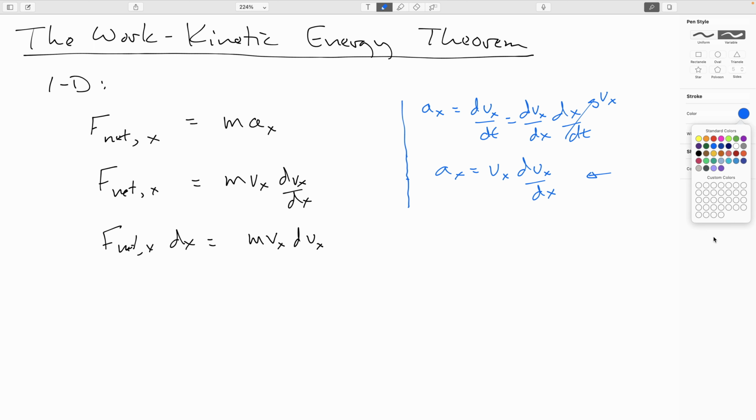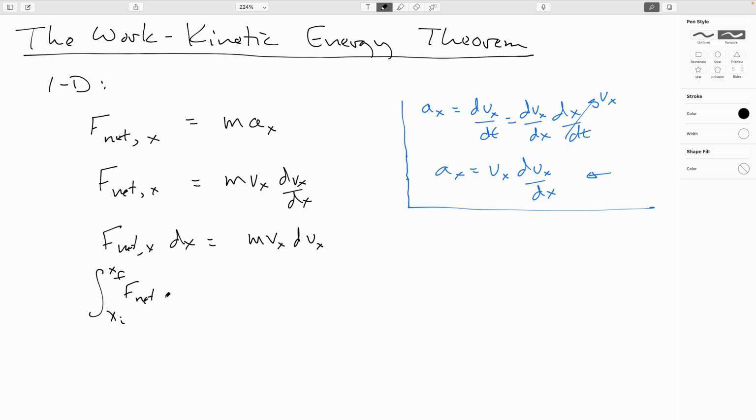And so what we can do is integrate both sides of the equation. And we'll do a definite integral. So we will integrate this from x initial to x final, F_net in the x direction dx, as long as we do the same thing on the other side. Now the mass is a constant, so I can pull it out of the integral. So as long as I integrate this from v_x initial to v_x final, I'm integrating v_x, sorry, not dx, dv_x.